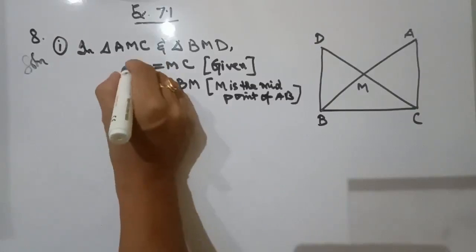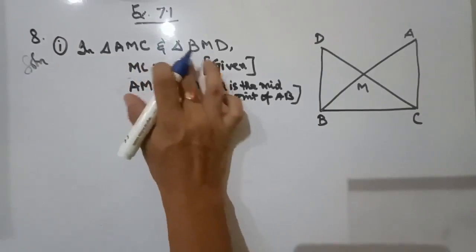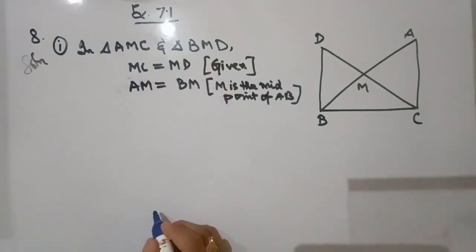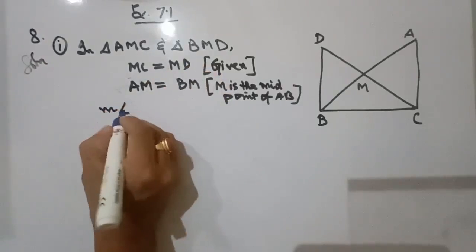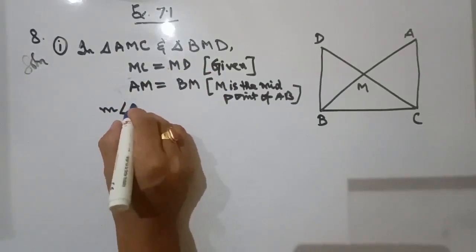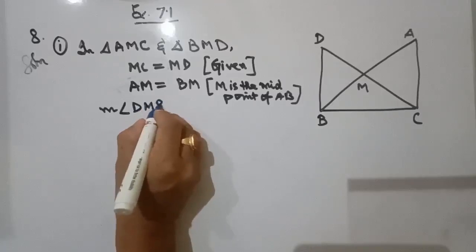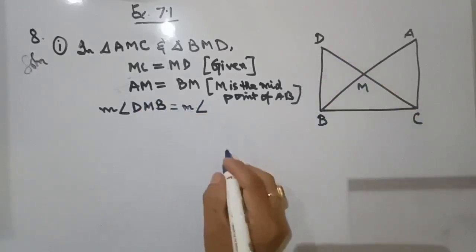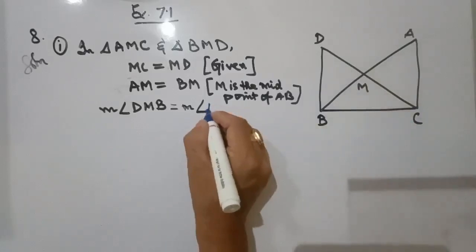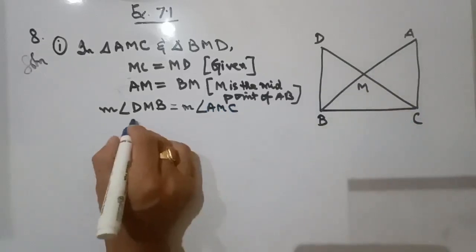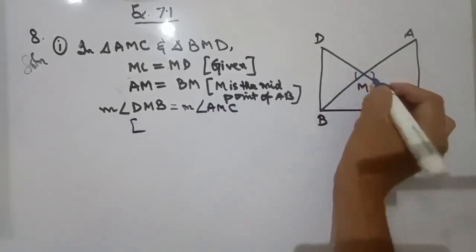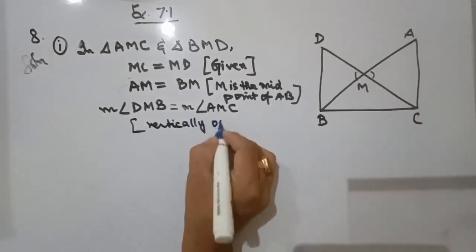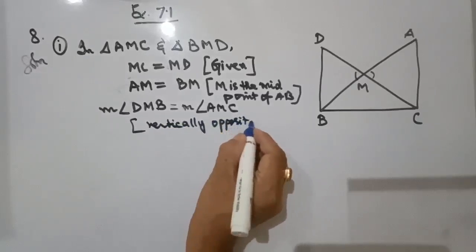This one also, let me write MC first and MD. Then measurement angle DMB is equal to measurement angle AMC. These are the vertically opposite angles.